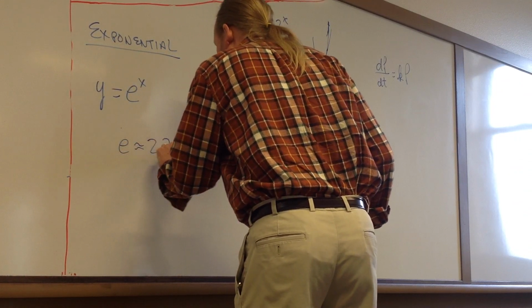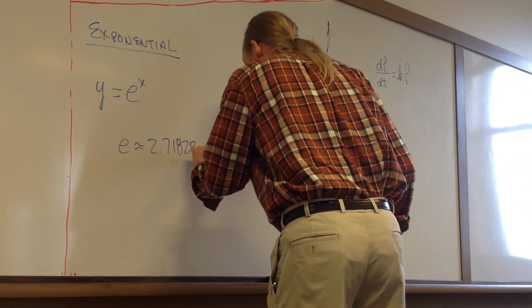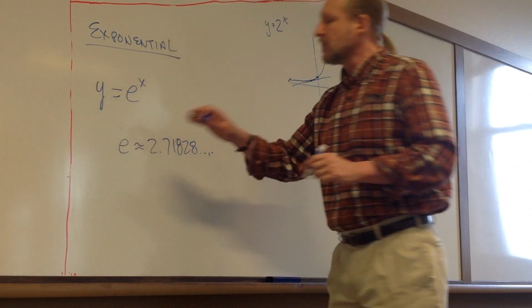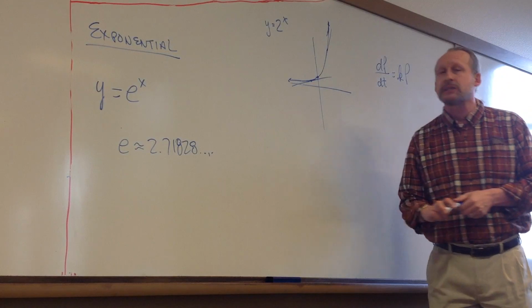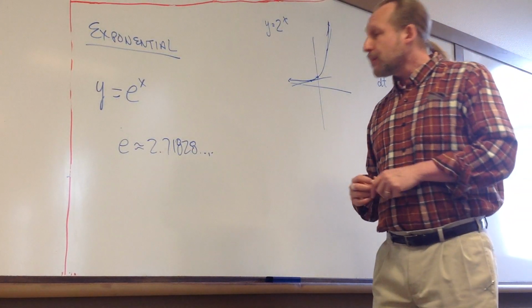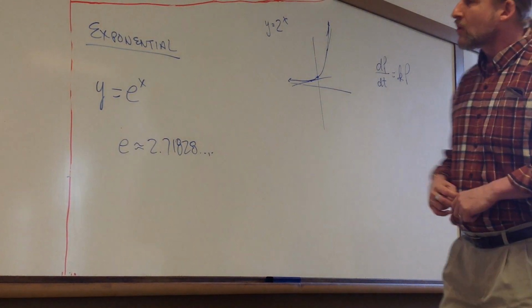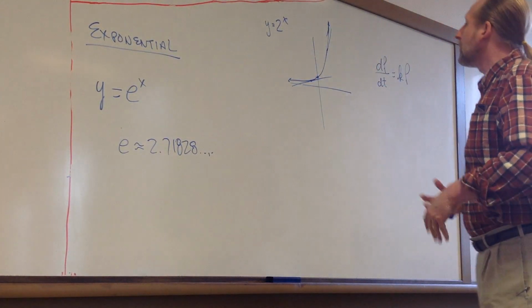I'll point it out in a minute. Let's see, it's 2.71828... This is a non-terminating, non-repeating decimal. It's an irrational number, similar to the way that pi is an irrational number as well. So, where does this number e come from?